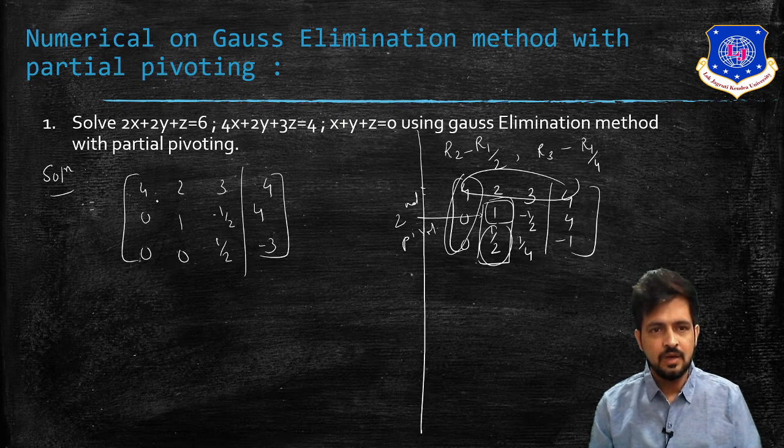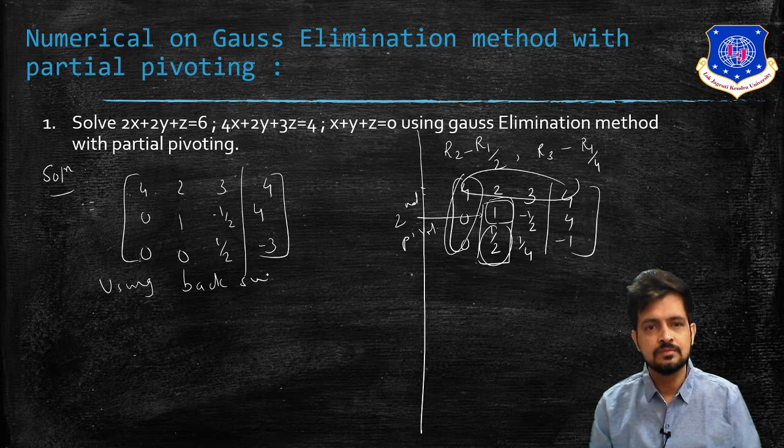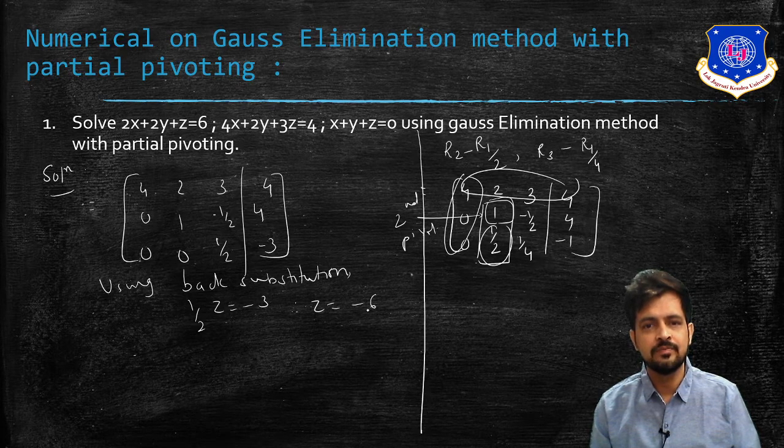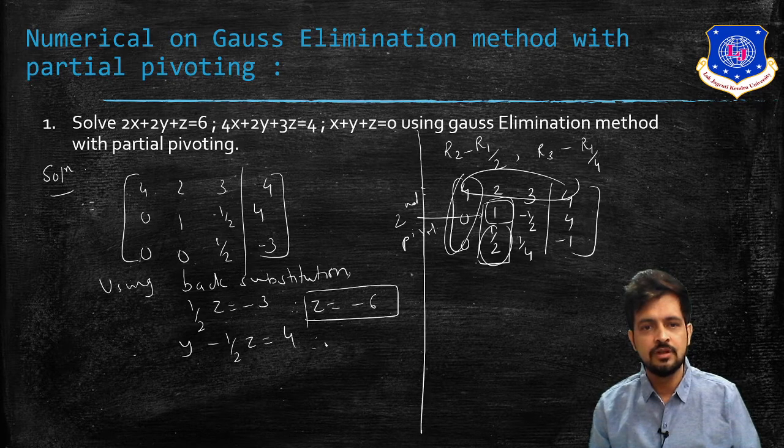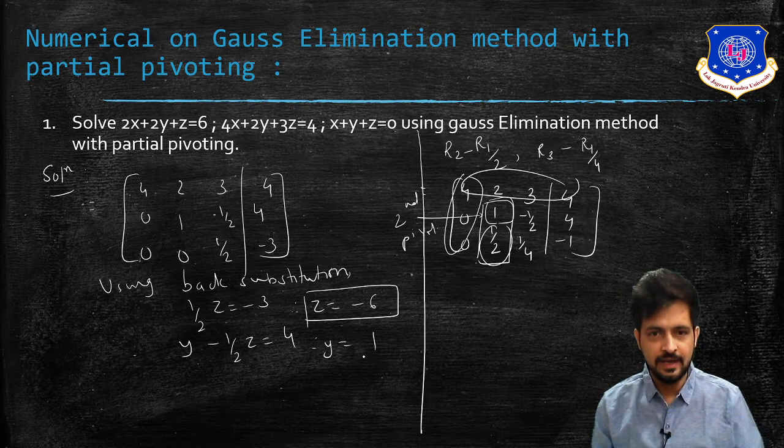Now this has been converted into upper triangular form. See, you can see this is upper triangular form. And after that, we have to use back substitution. Using back substitution, I can write 1 by 2 z is equal to minus 3. So my z will be minus 6. Then y minus 1 by 2 z is equal to 4. Solving this, you will get the value of y as 1.